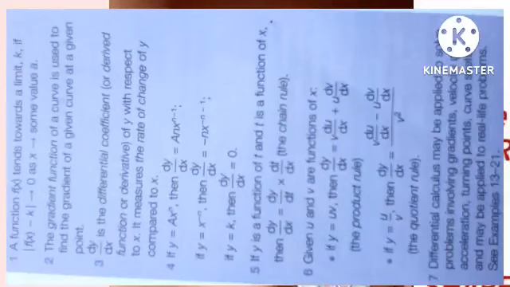Now so far we've talked about the fact that a function of x tends towards a limit k if function of x minus k approaches 0 as x approaches some value a. So that is number 1. Then number 2, we've talked about the fact that the gradient function of a curve is used to find the gradient of a given curve at a given point. That's the second thing we've talked about.